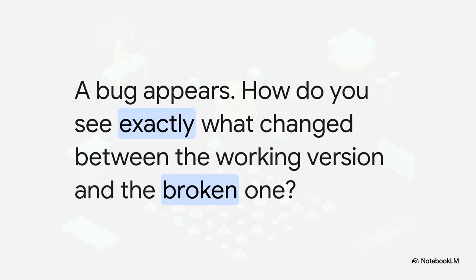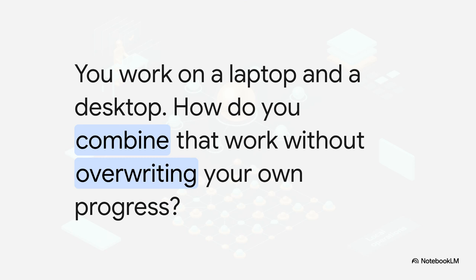Or, here's a classic. A bug just shows up out of nowhere. You know it was working perfectly yesterday. How can you look at a precise line-by-line comparison between the working version and the broken one to find the exact thing that caused it? And finally, what if you work on more than one computer, like a laptop and a desktop? You make some changes on your laptop, and then later you make different changes to the very same files on your desktop. How in the world do you combine all that work into one unified version without accidentally wiping out your own progress? This is what we call the solo developer's dilemma.